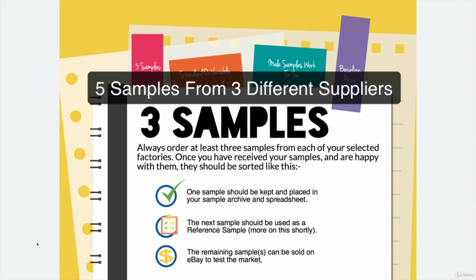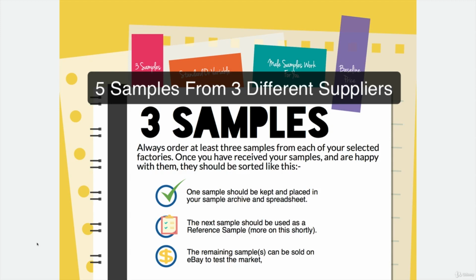I always recommend you get 5 samples from each factory. So you'd probably be looking at 15 samples from your 3 factories. I know it says 3 samples in capital letters across the top there, but it's 3 different samples from 3 factories, so 15 samples in total. The remaining samples should be sold on eBay to test the market.